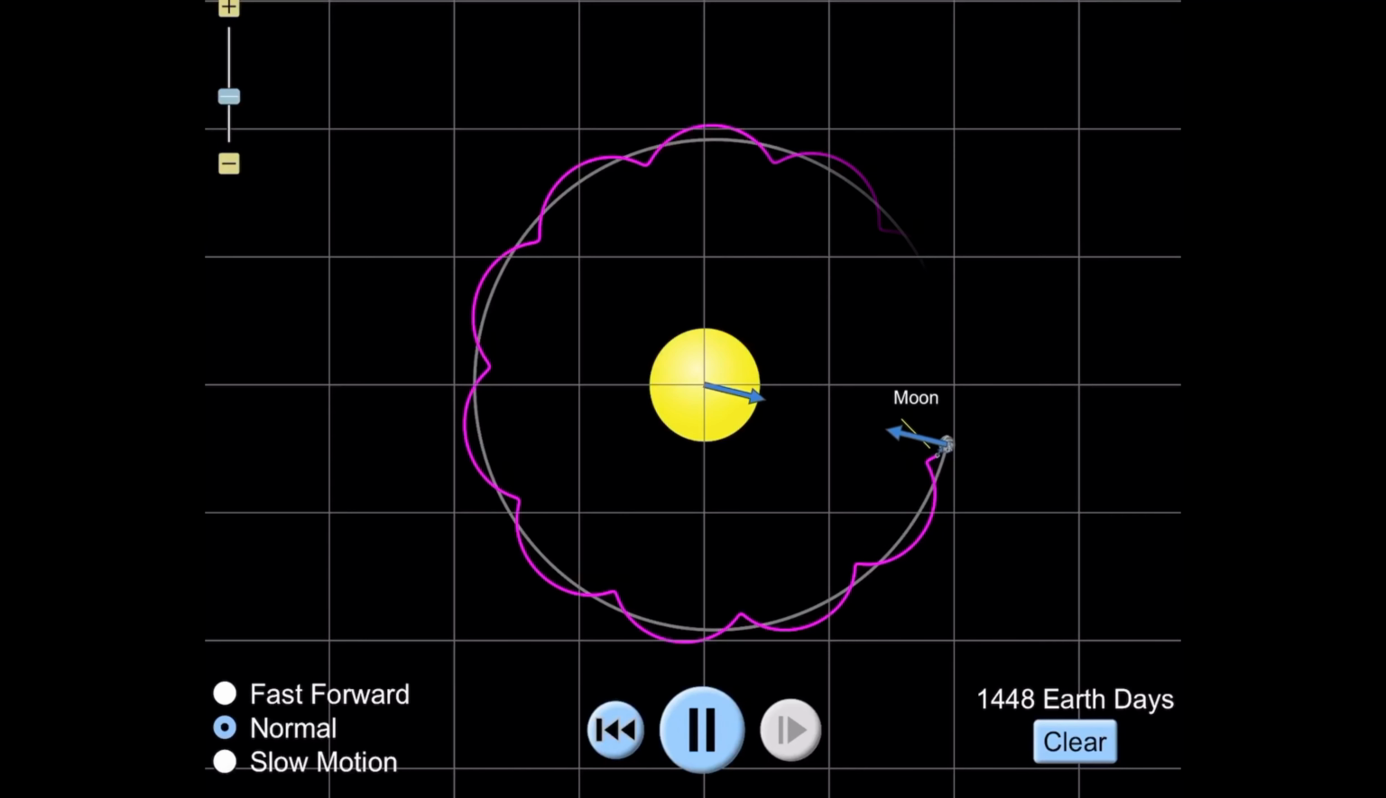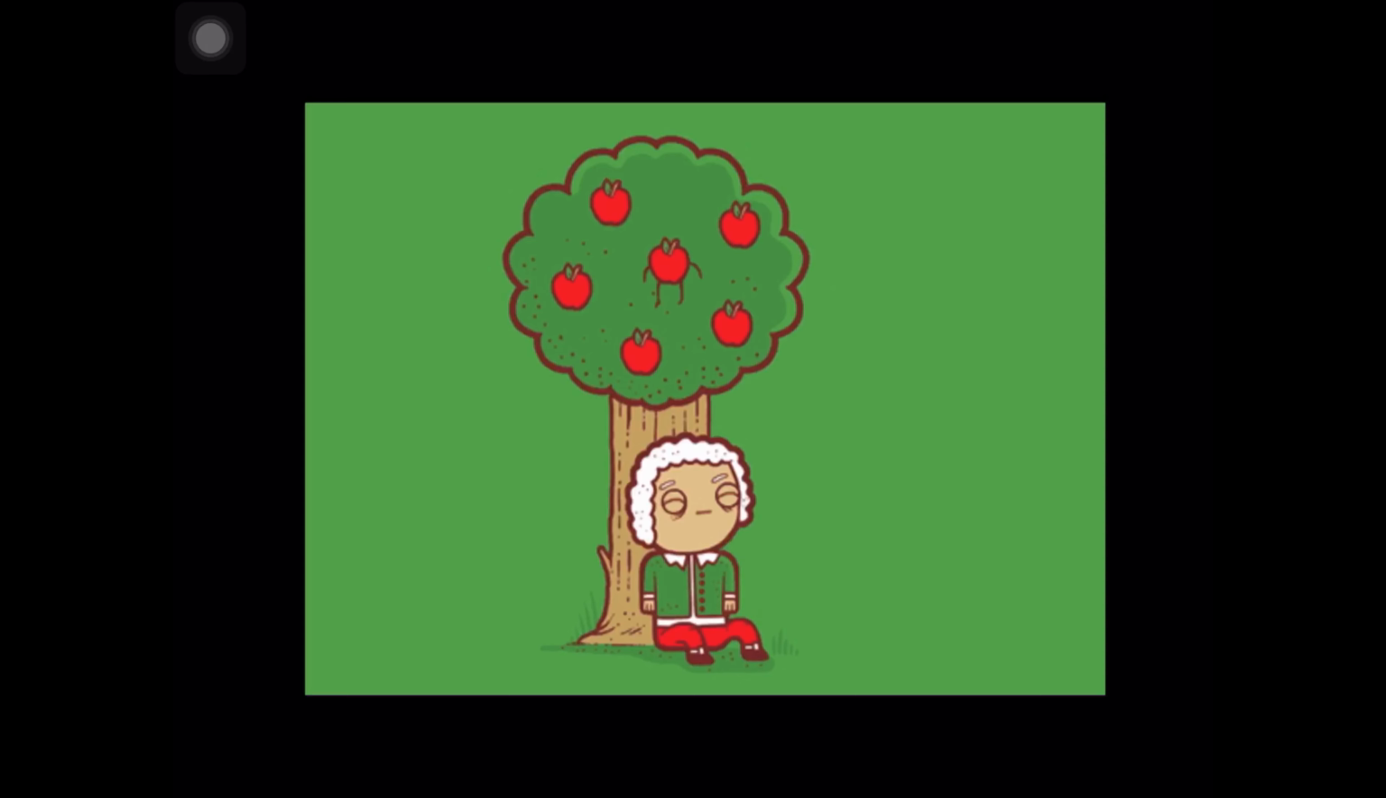Then came the famous scientist Isaac Newton. So let's get into Isaac Newton. The year 1665 was a very fruitful year for Isaac Newton.